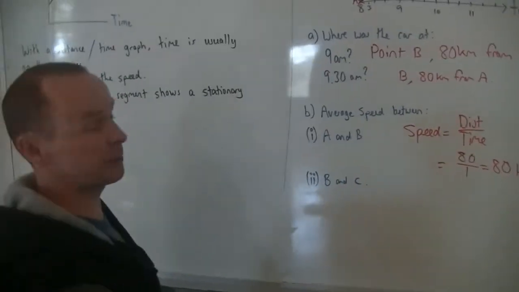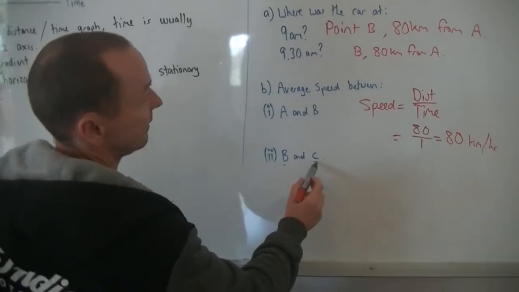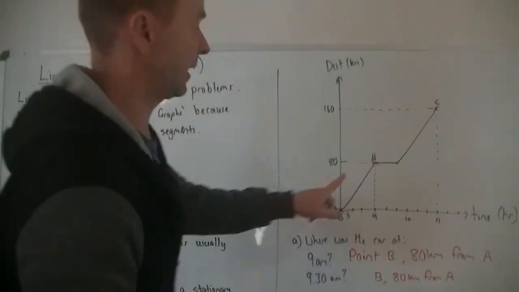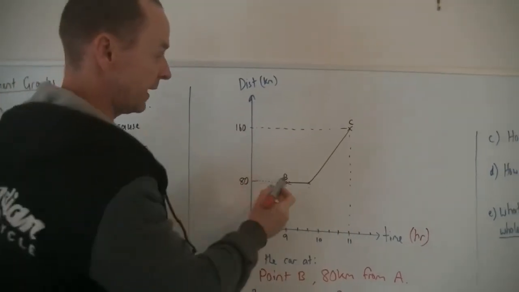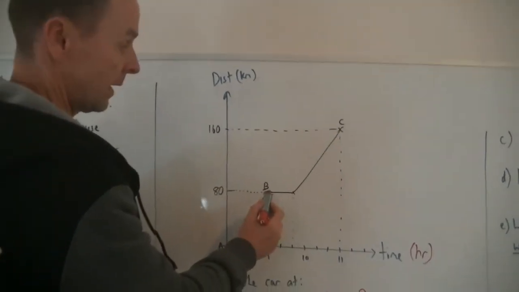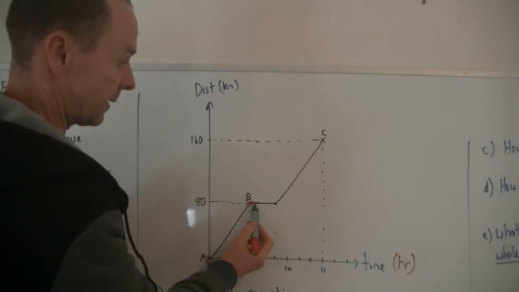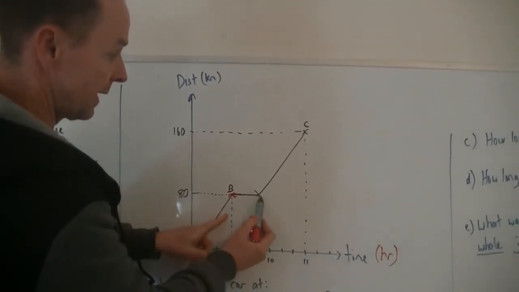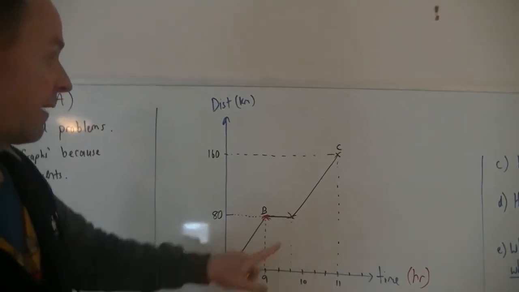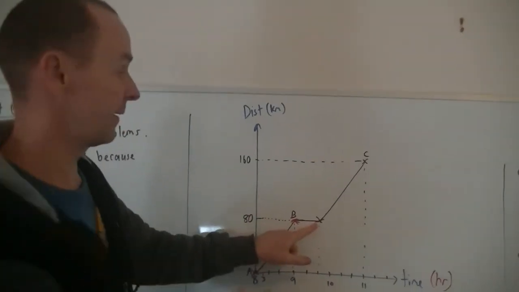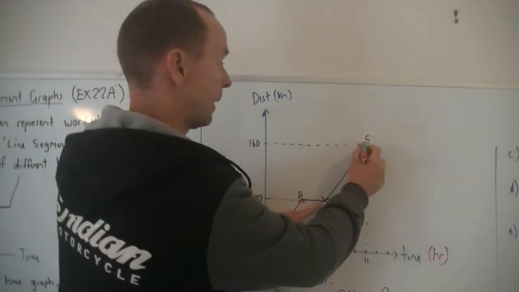Okay, now the next one's a little bit tricky. It says between B and C. So some of you might say, oh okay, let's work it out from here to there, B to C. But if you think about it, we're at point B here, and we actually rest there for this amount of time. Here, we're still at point B. So the question's actually saying what's the average speed from here just in the car. So we go from this point up to there.